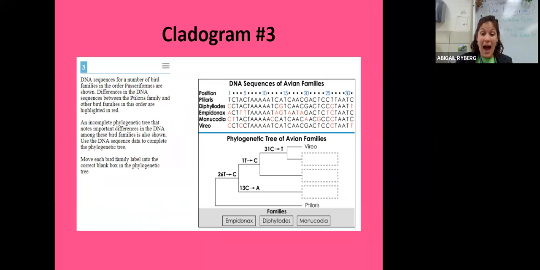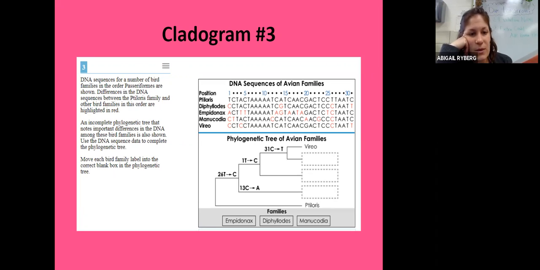Cladogram number 3 is actually pretty easy, but I have to tell you, I have never seen anything like this before or since. This one was probably released like 5 years ago, and I've never seen a cladogram like this. I don't know why they did this, but it's actually pretty easy.